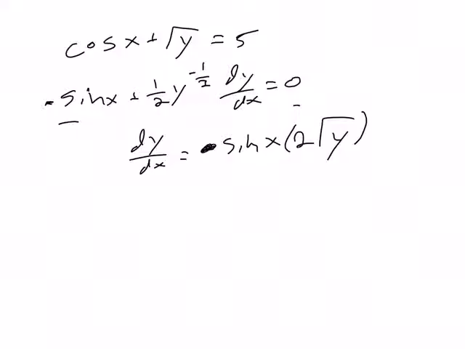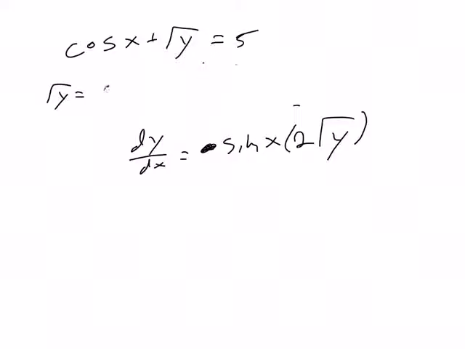Okay, so now let's try it the other way. Let's see. So we're going to get square root of y is equal to 5 minus cosine of x. So we square this.